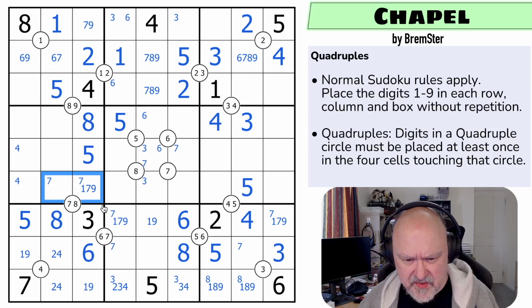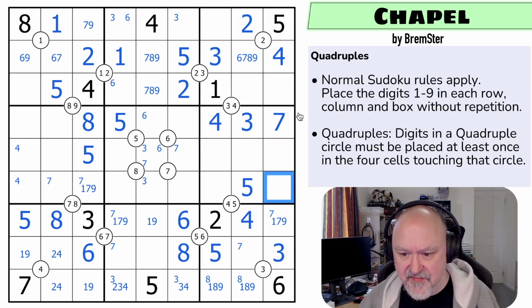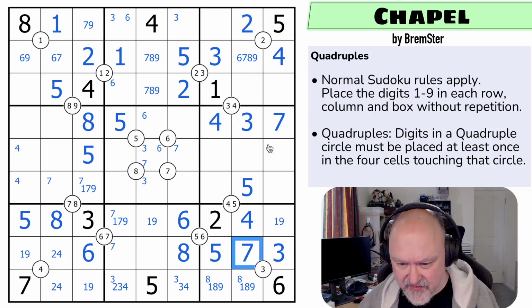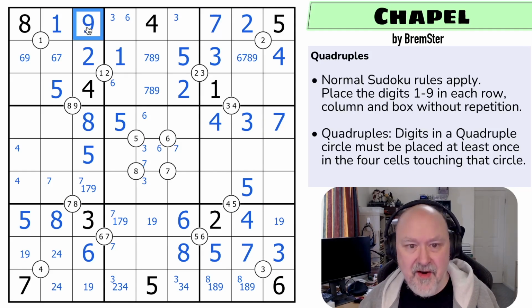There must be a 7 in one of those. Oh, that's a 7. There must be a 7 in here. There must be a 7 in here. That's a 7, meaning that's not the 7, that's the 7. Which means that's a 7 by Sudoku. Which means that's the 9, that's the 6, that's the 7, and that's the 3. That's really cool.